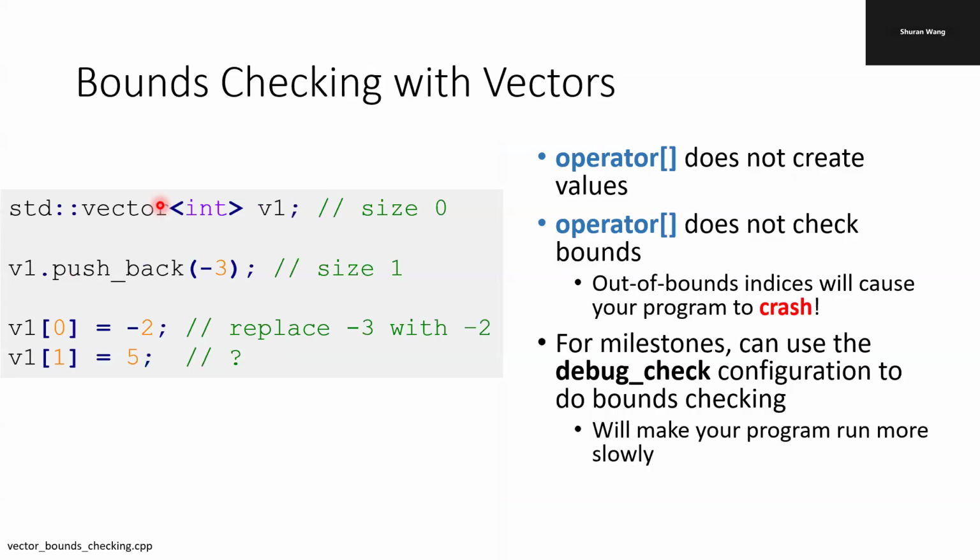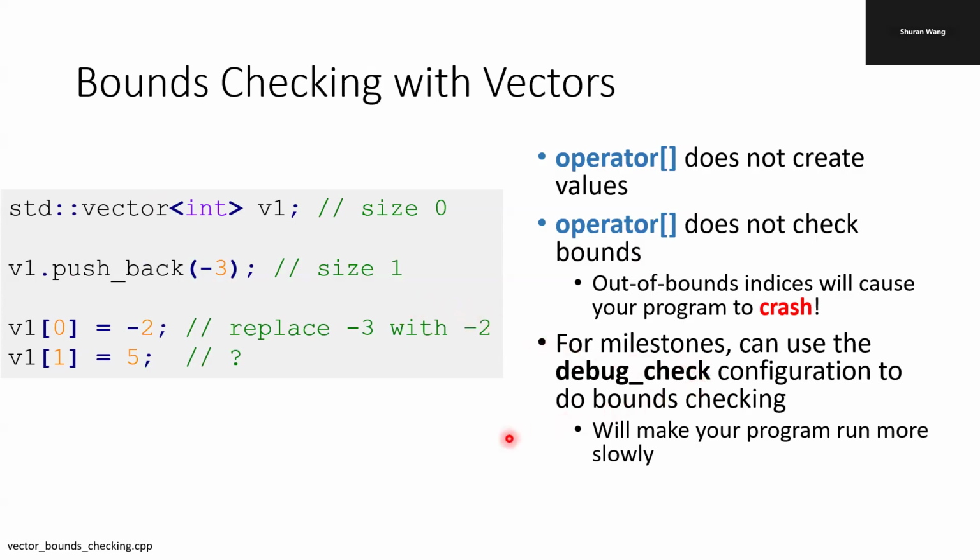But vectors have something that's not really good, which is that the operator square bracket does not check bounds. If you are reading from some place where the vector is not defined, it will return some garbage value without telling you anything. If you write to it, your program will crash with a segfault.